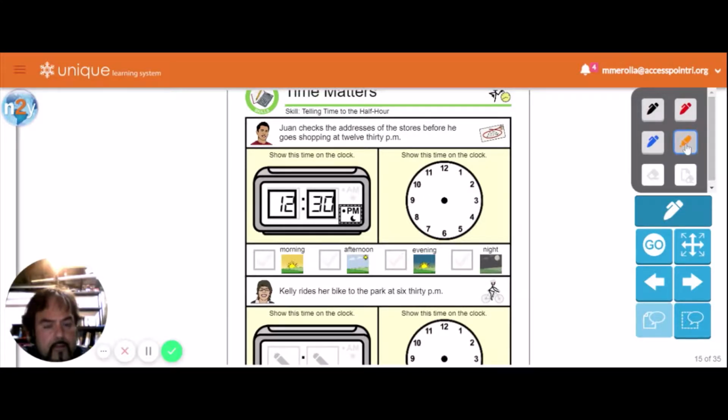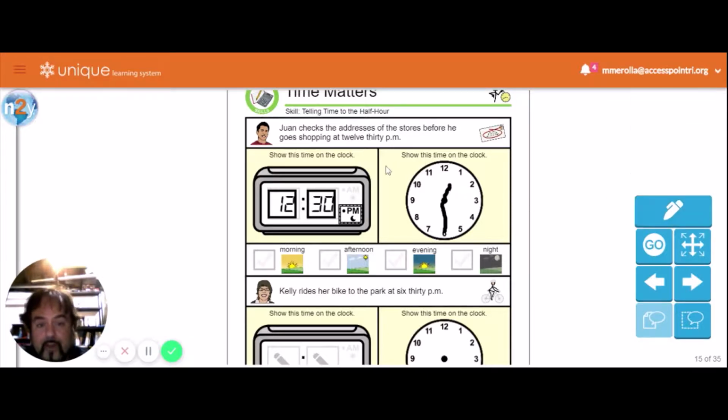draw these hands in. All right, let's try that again. Let's just use black hands. Let's just get over there, and get over there. All right, that's what 12:30 looks like on the analog clock. That's what 12:30 looks like on the digital clock. All right, and 12:30 p.m. is the afternoon. Afternoon. Yep.